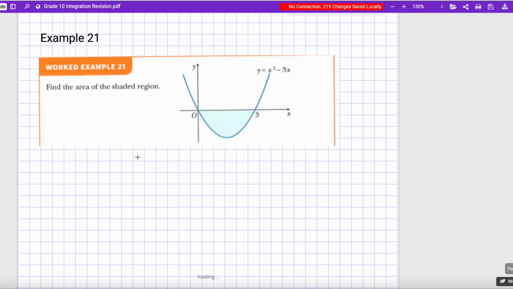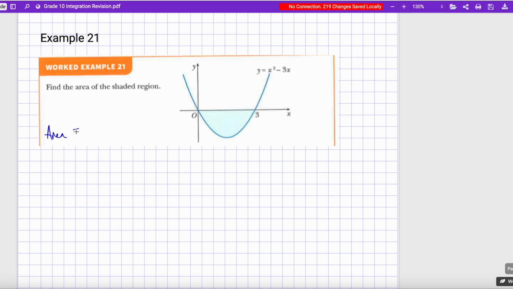All right, let's look at example 21. So this is an example, like I mentioned earlier, where the area is under the x-axis. Now, no worries, we will evaluate that area and we'll change it positive, basically. All right, so let's work it out.